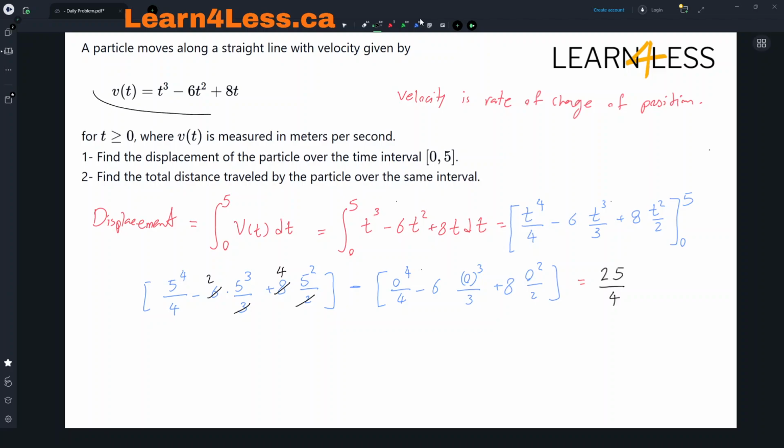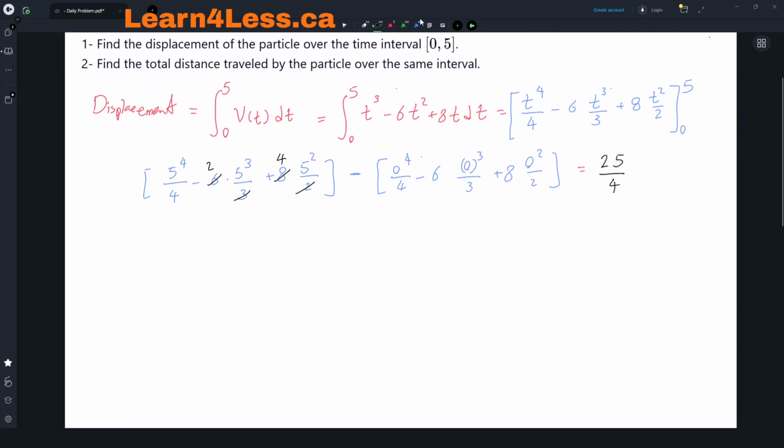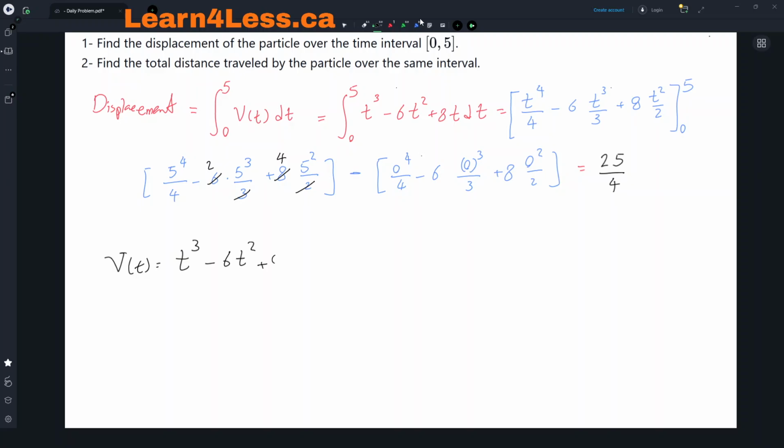Let's take a look at the graph of this. Before moving to total distance traveled, let's take a look at the graph of v of t. To sketch that, or to see how it behaves, v of t, let me write it again: t cubed minus 6t squared plus 8t.